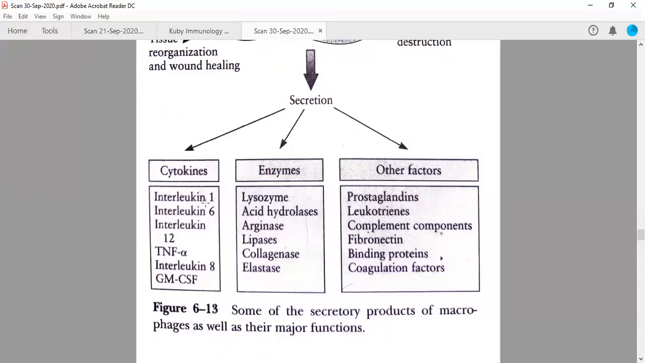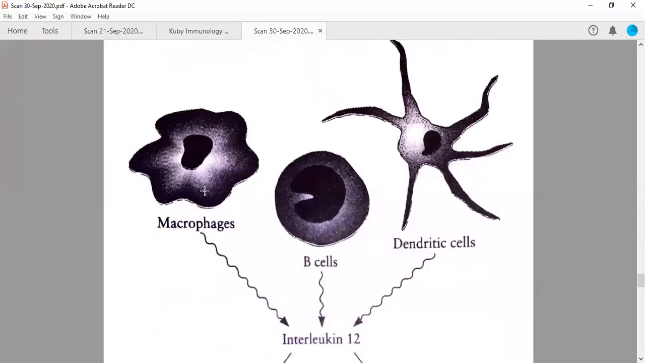Now, as we already have discussed, the cytokines which will be secreted by these macrophages are interleukin 1, 6, and 12, along with tumor necrosis factor alpha. So these are very, very important cytokines. They do not have just a single function, but they have diverse functions, right? So first of all, we will discuss interleukin 1.